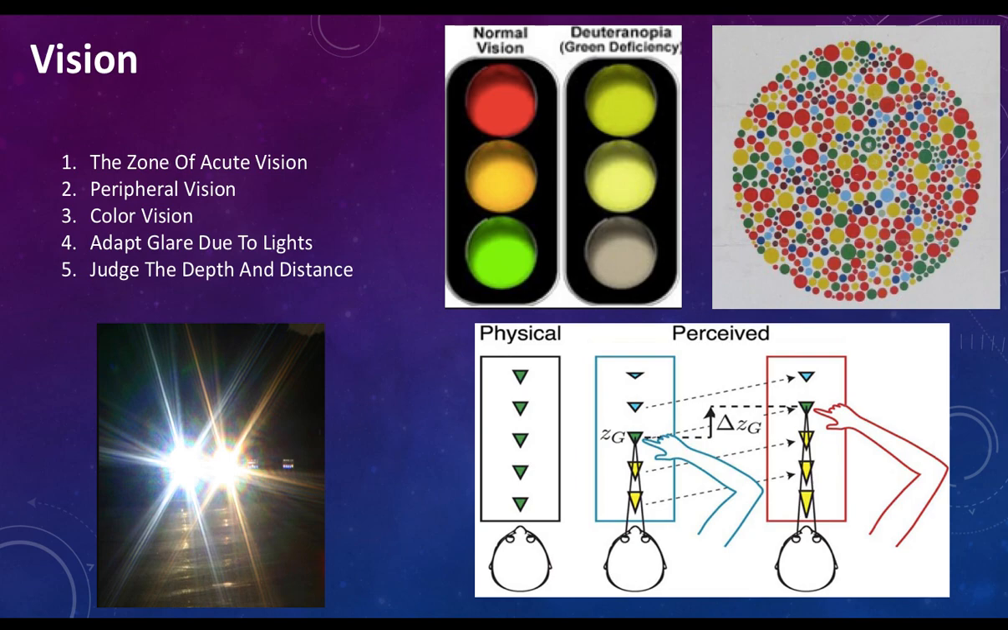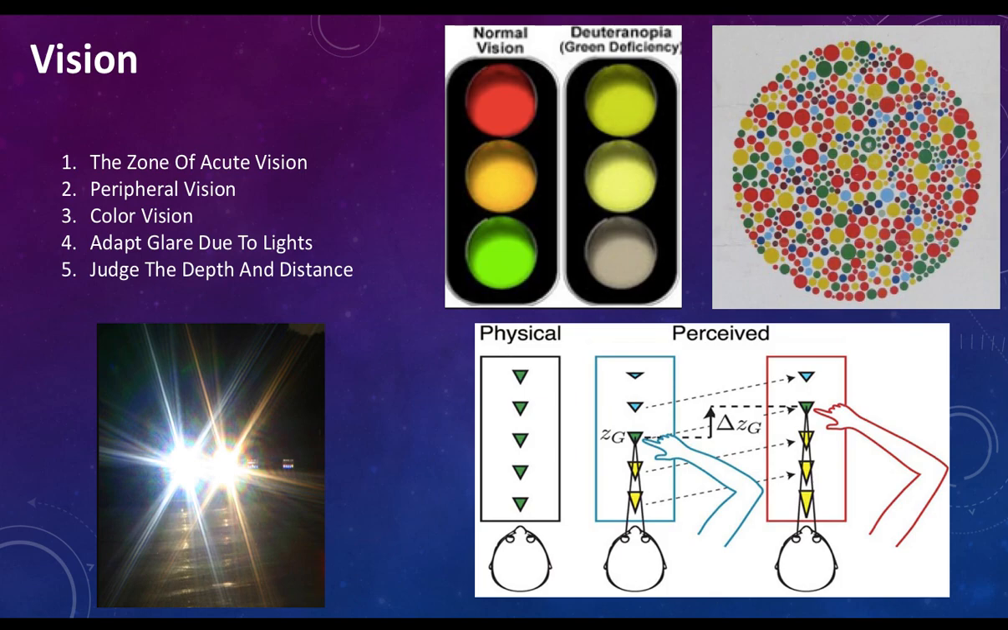Then coming to the other part, that is color vision. We have already discussed the zone of acute vision and peripheral vision. So next comes your color vision. We all know about color blindness. Many people have this problem. They'll be able to see the signal only in a certain way. They also check for color blindness before giving licenses. There's some test.